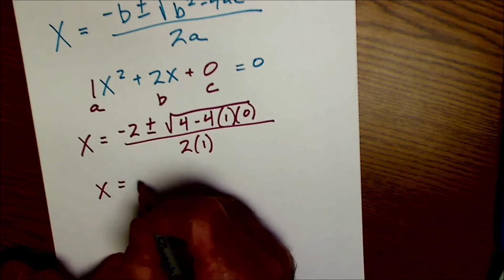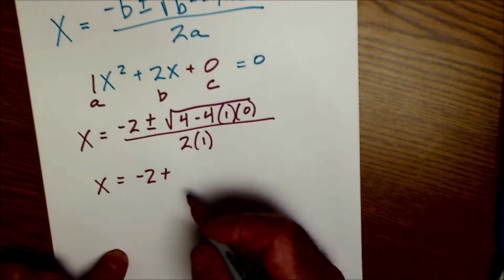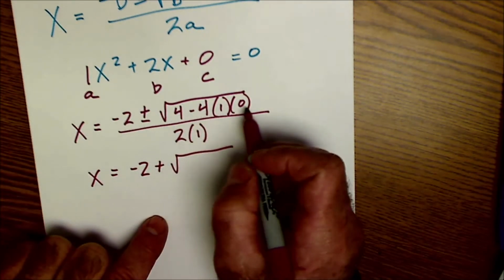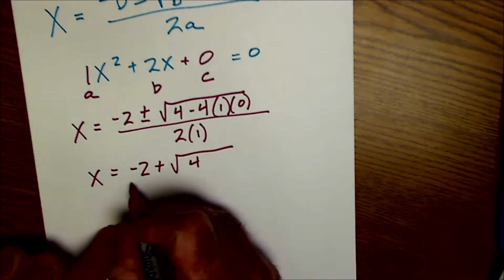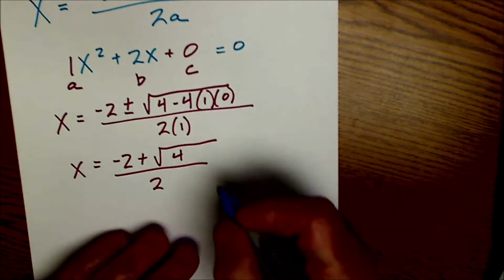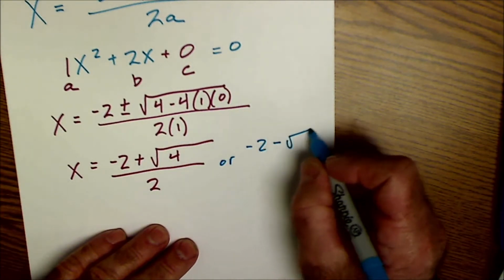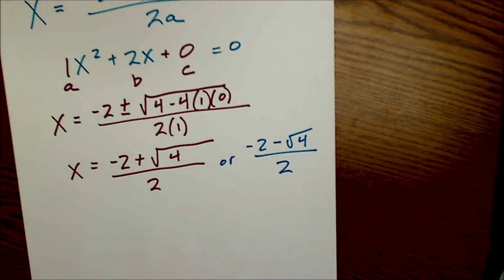So let's simplify this a little bit. x is equal to negative 2. I'm actually only going to do the plus part here, plus the square root of 4 minus 0, so 4, all over 2. And then the negative part I'll do over here, or negative 2 minus the square root of 4 all over 2. The square root of 4 is 2.